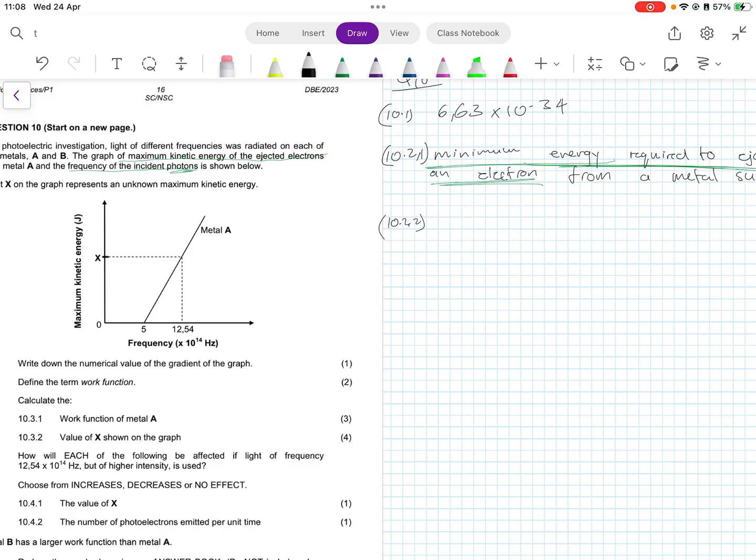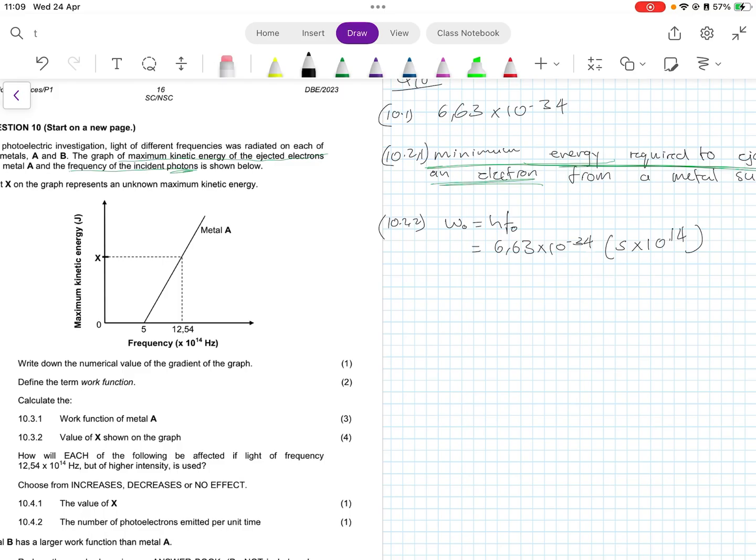10.2.2. Calculate the work function of metal A. Okay, we know that the work function is given by the Planck constant multiplied by the frequency, and that will be 6.63 times 10 to the minus 34 into 5 times 10 to the power 14.